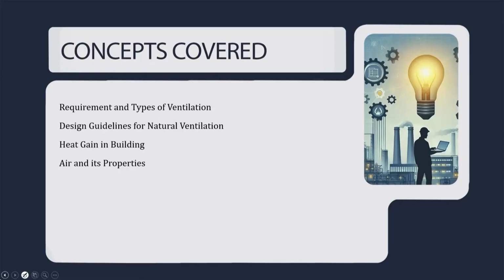If you remember the earlier two lectures, we covered the properties of material, particularly the thermal properties of material. Today, in ventilation and air properties, we will go with the requirement and the types of ventilation, then we will discuss the design guidelines of natural ventilation, the heat gain in the buildings, and the air and its properties.